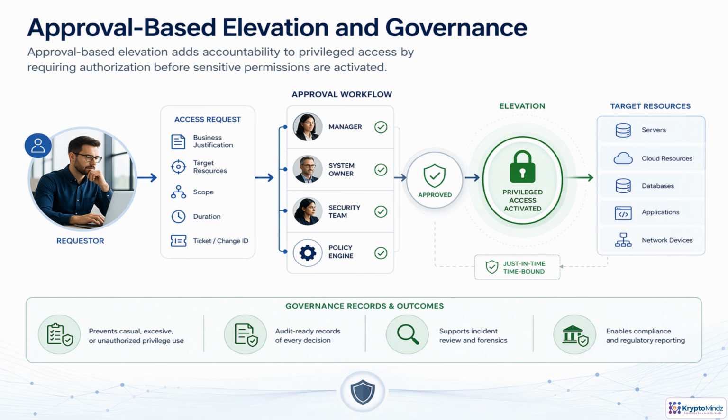Here's what approval-based elevation looks like in practice. A database admin needs 2 hours of elevated access for approved maintenance. The request states why access is needed, which systems are involved, the scope, the time window, and the change ticket. A manager, system owner, security team, or policy engine approves it based on risk. Once approved, access is activated just in time and expires automatically. The session and the decision are recorded, creating evidence for audits, incident review, and compliance.